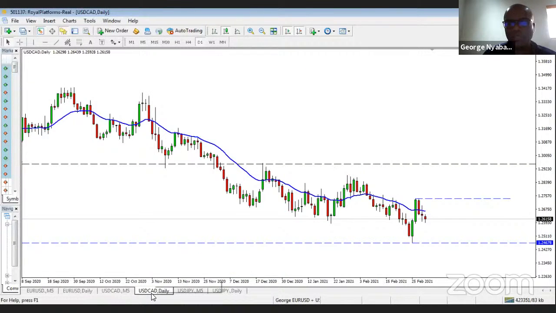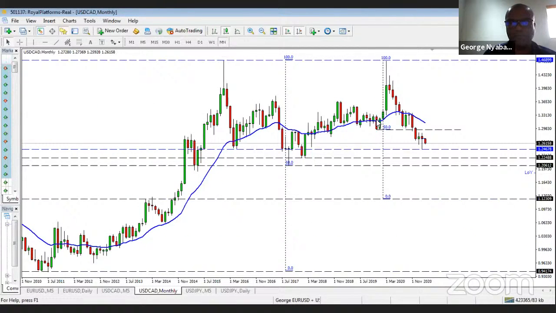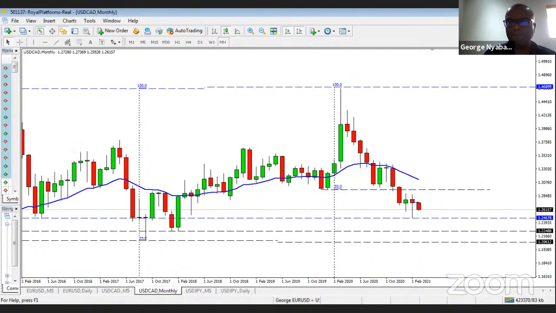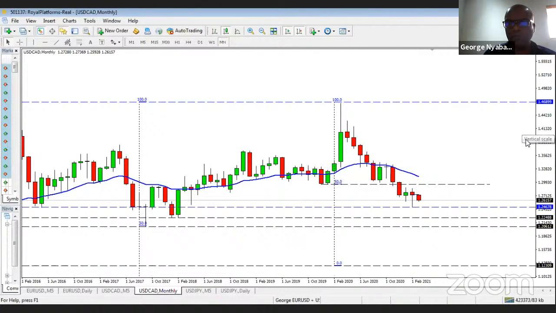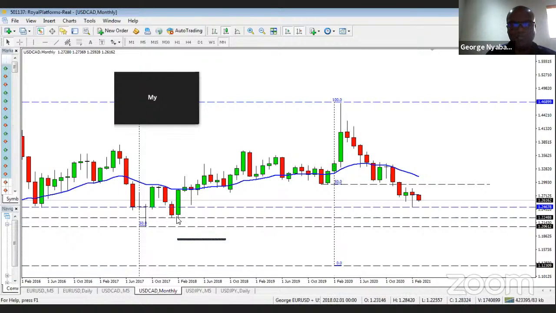Let's just quickly do the Canadian. Again, in terms of your setups, always start on the monthly and have a look. These blues are picked up. I picked them up on the daily, but the key level for me on the monthly is this one at this stage. That's a very key level.